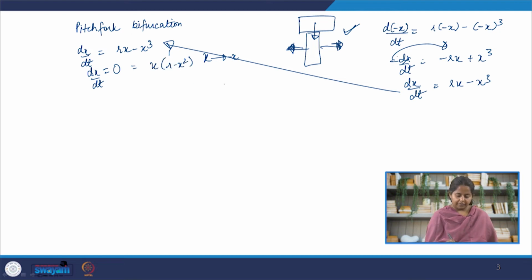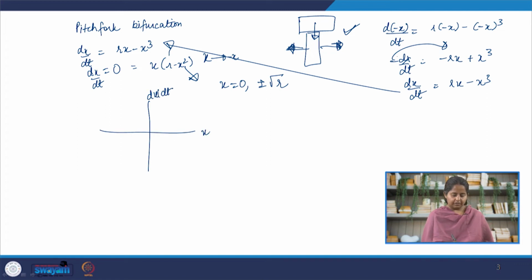So, here we have 3 fixed points, possibly 0 and plus minus under root r. Just by looking at it, you can already tell if r is negative, we are not going to get fixed points. If r is positive, we are going to get fixed points. So, without even needing to draw the full phase portrait, dx by dt on y-axis, x on x-axis, let's take the case when r is positive.